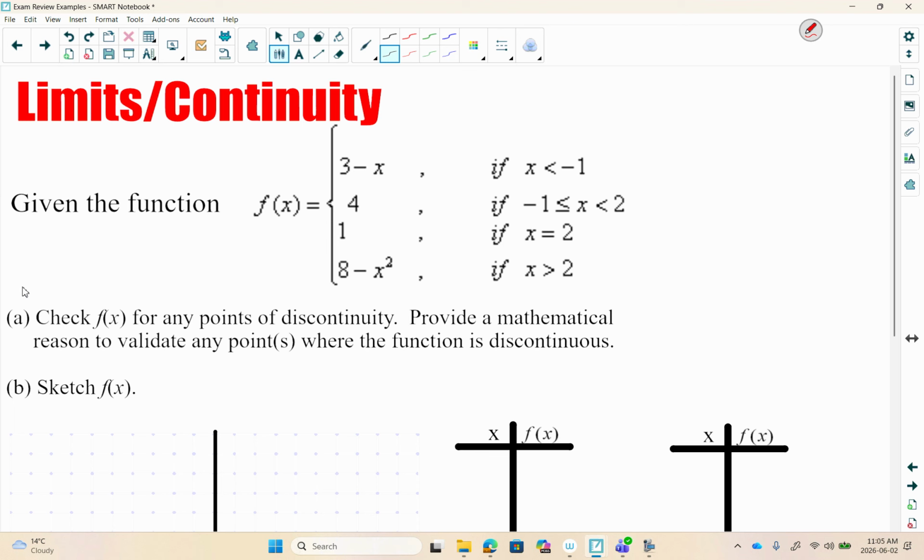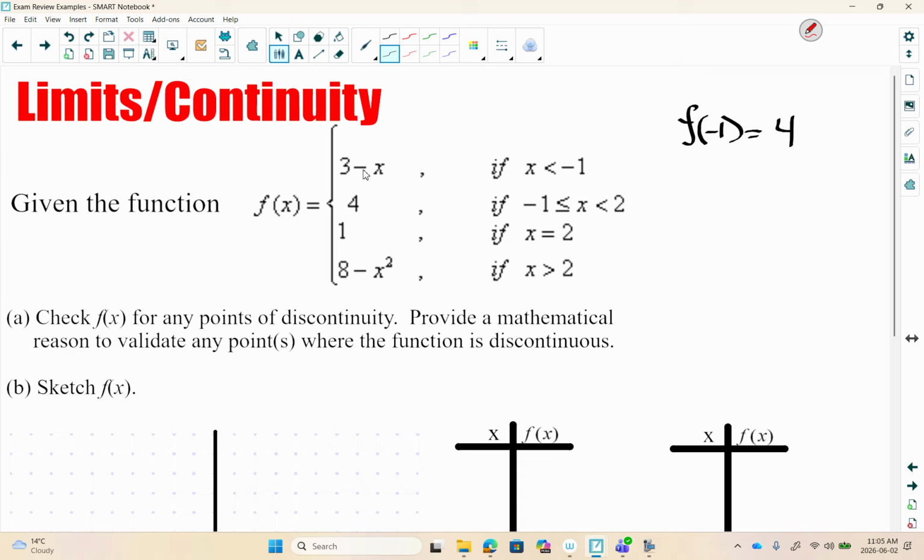It says, given the function f of x equals, it's a piecewise function with 4 pieces. Check for any points of discontinuity. Provide a mathematical reason to validate any points where the function is discontinuous. Now, if you were doing this without making a sketch, you would have to check x equals -1. So I find f at -1, it can equal -1 on this piece. I know that f at -1 is going to equal 4.